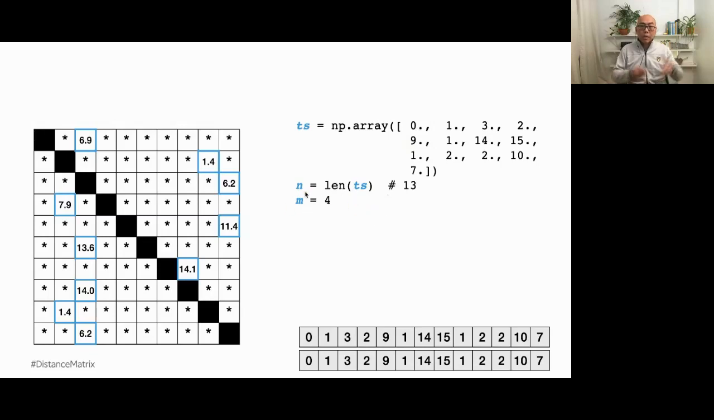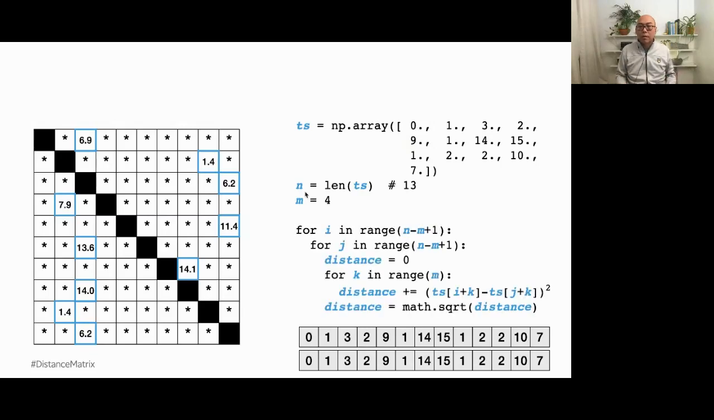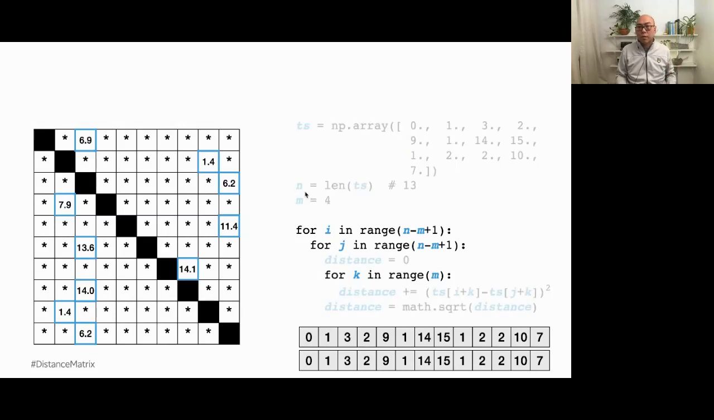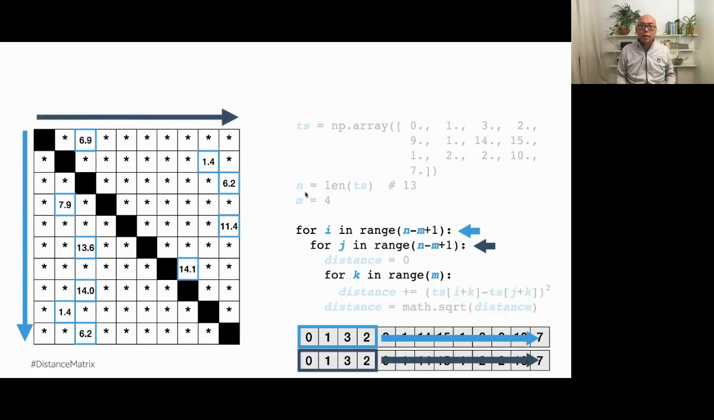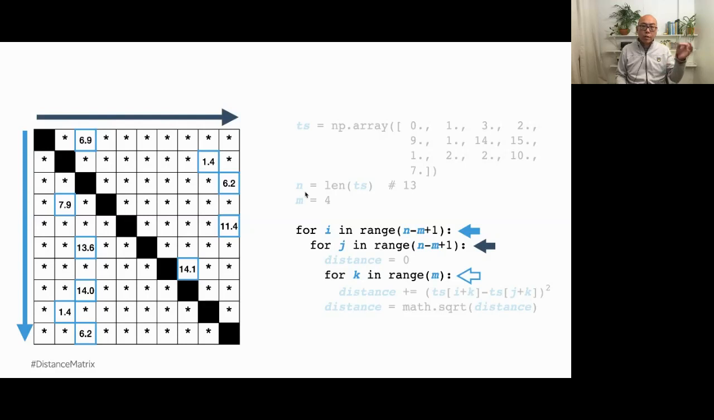To compute this distance matrix, it just requires 6 lines of Python code. Now, I'll draw your attention to the fact that there are 3 nested for loops. The for i loop controls the sliding of that light blue subsequence. The for j loop controls the sliding of the dark blue subsequence. And that for k loop controls the computation of the Euclidean distance, so the a squared, b squared, c squared, d squared terms, and so on.